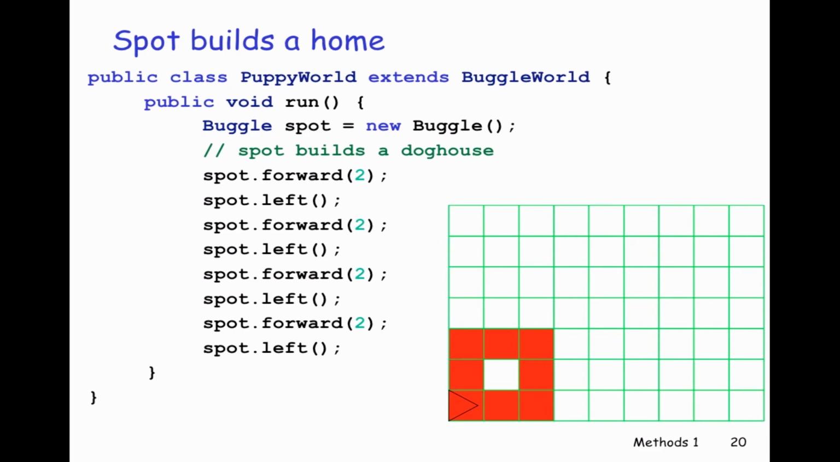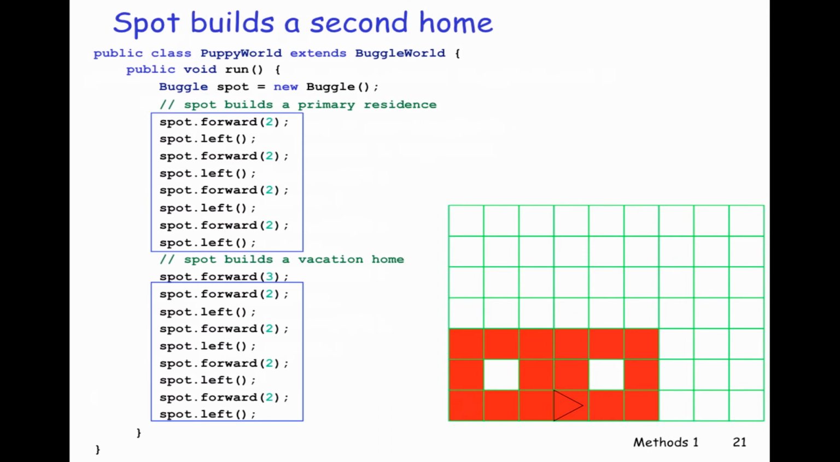Let's bring this back to Java by reviewing the notion of method that we introduced last time. So recall we had a Buggle named Spot who could go off and draw a dog house, and maybe Spot wanted to draw 2 dog houses. And one way to accomplish that was to repeat the same sequence of statements more than once.